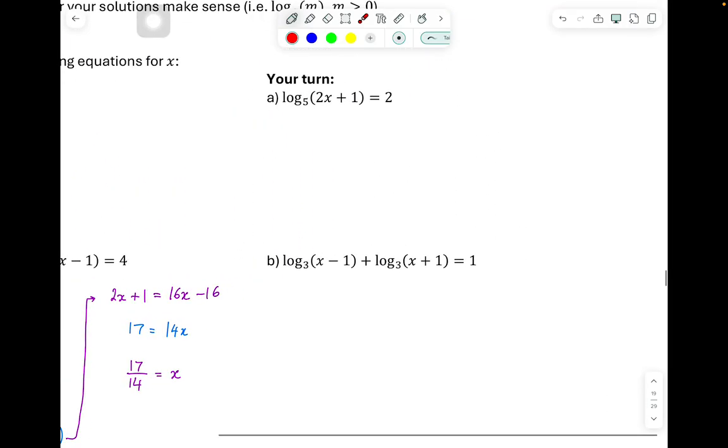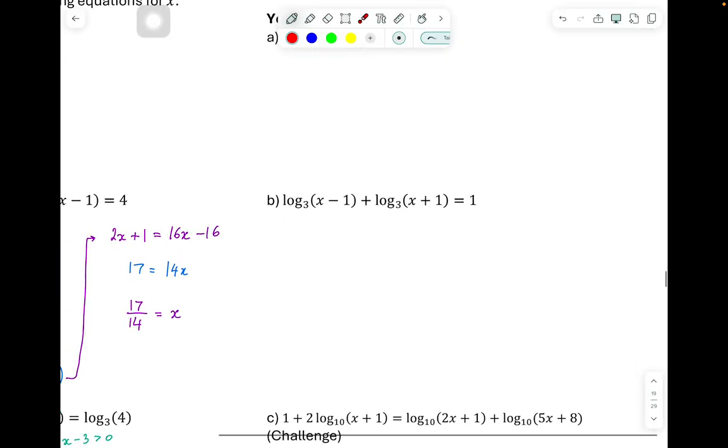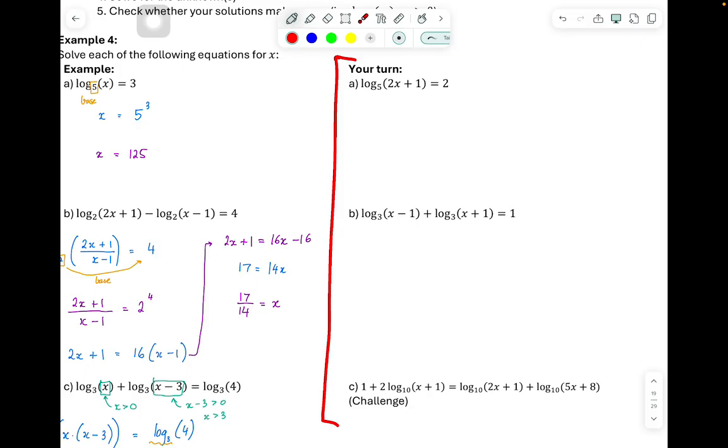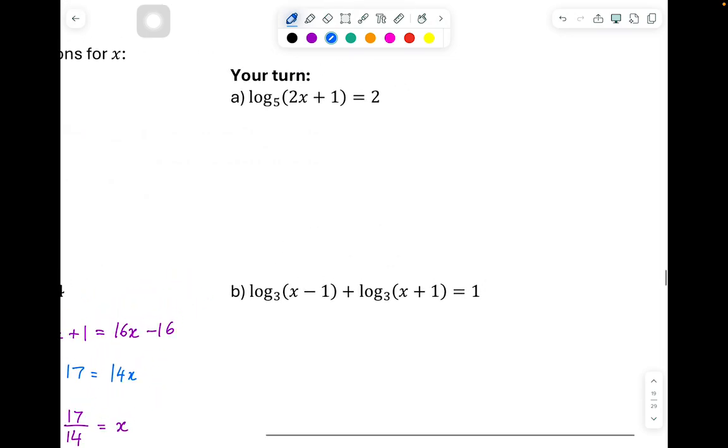Now, it's your turn to do these questions here. These 3 questions, A, B, and C. I'll take a pause between each one and I will display the solution. Or, if you don't mind, I'll just play along here and you can watch. I won't do a lot of talking.